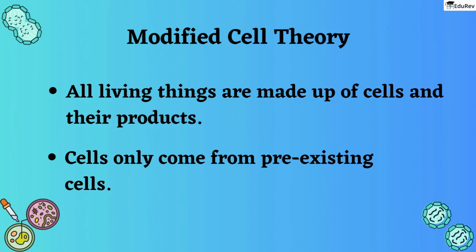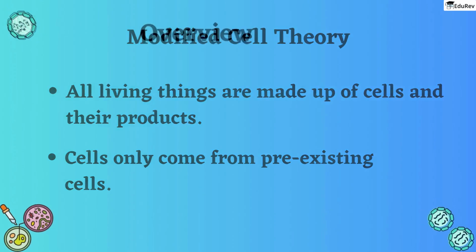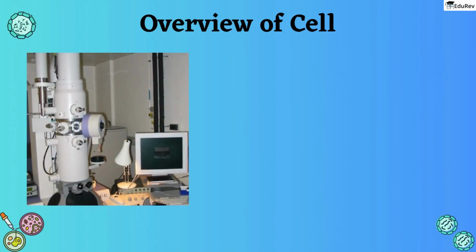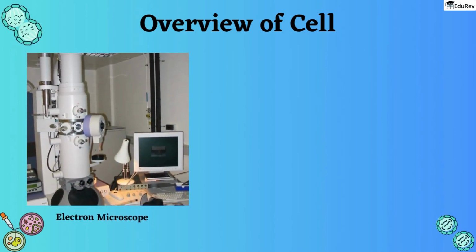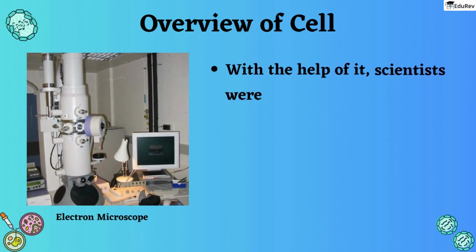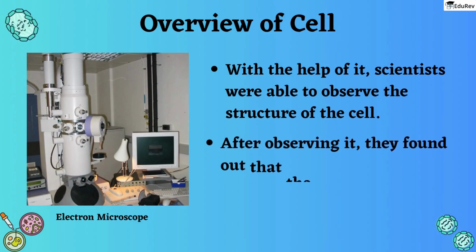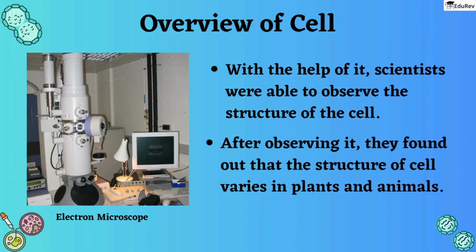So, after knowing what the theory of cell is, we must learn more about the cell itself, and for that let's move on to the topic of overview of cell. The cell research received a further boost after the invention of the electron microscope, and with the help of the electron microscope, scientists were able to observe the structure of the cell. After observing it, they found out that the structure of cell varies in plants and animals.